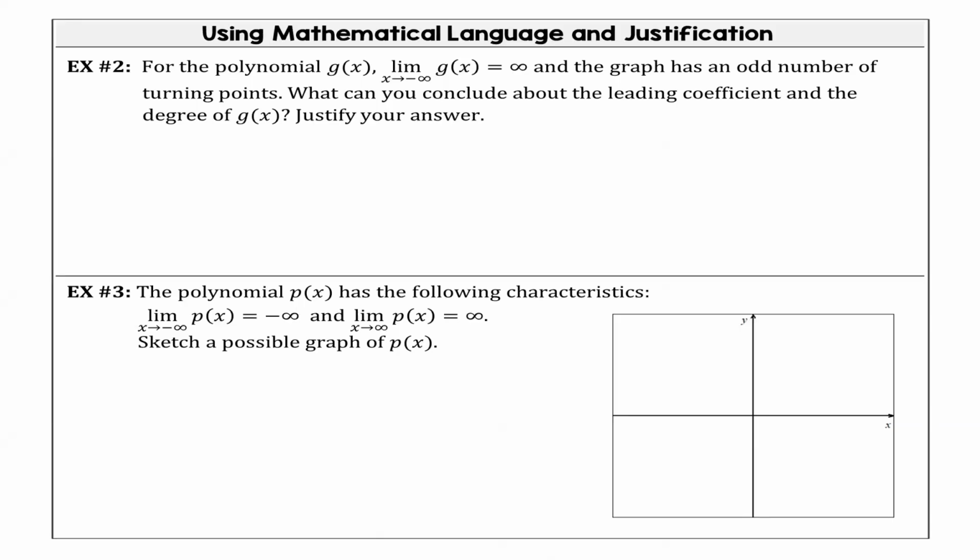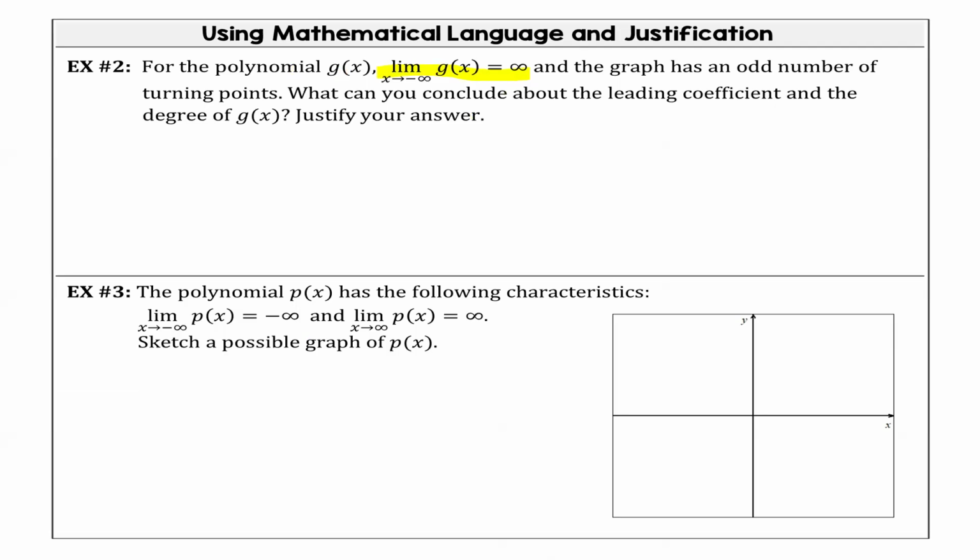Taking into account everything we know, first here it tells us that we have our limit. So as it goes to the left, g of x is going to positive infinity, right? So on the left-hand side, I am up, correct? Then we know that it has an odd number of turning points. What can you conclude about the leading coefficient and the degree here?